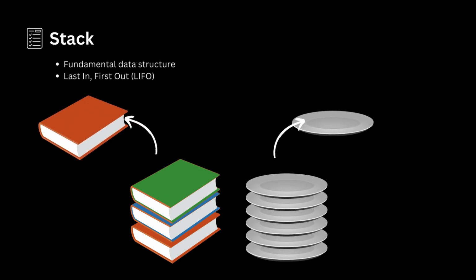The standard operations that can be performed on stack data structure are as follows. Push. This operation adds an element to the top of the stack. Pop. This operation removes the top element from the stack. Peek or top. This operation allows you to view the top element of the stack without removing it. Is empty. This operation checks whether the stack is empty or not. Size. This operation returns the number of the elements currently present in the stack.